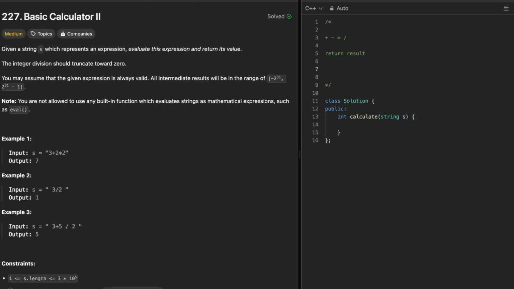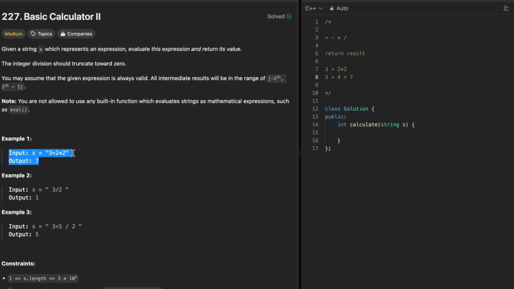For example, if you are given 3 plus 2 multiplied by 2, what is the answer? Obviously the precedence takes place, so you first compute 2 times 2, which is 4, then 3 plus 4 becomes 7. Makes sense. So how should we solve it?